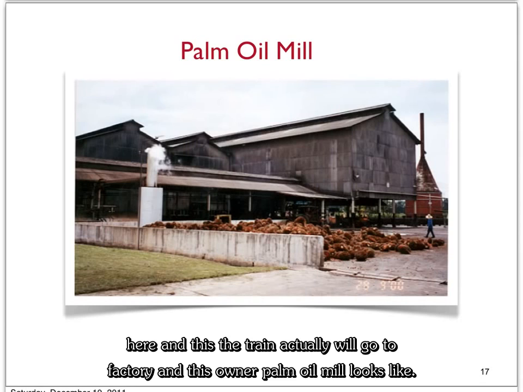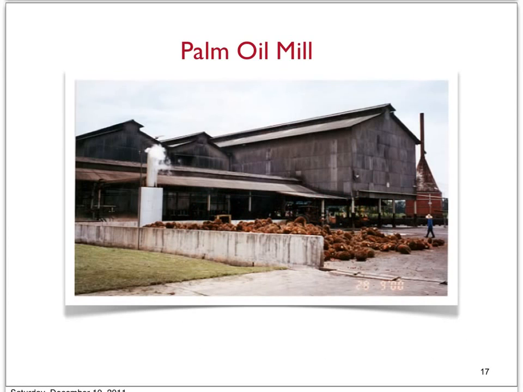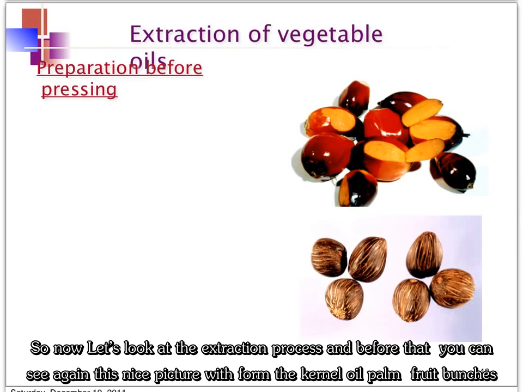And this is how the palm oil mill looks. You can see the oil palm fruit bunch being stored in the open space here, and inside is where the processing takes place. So now let's look at the extraction process.